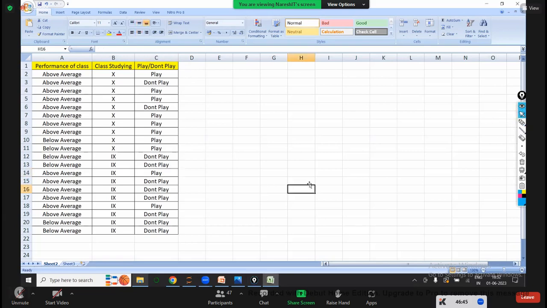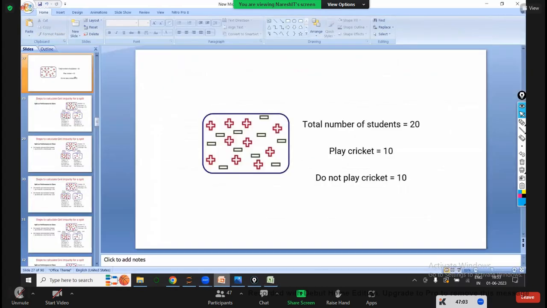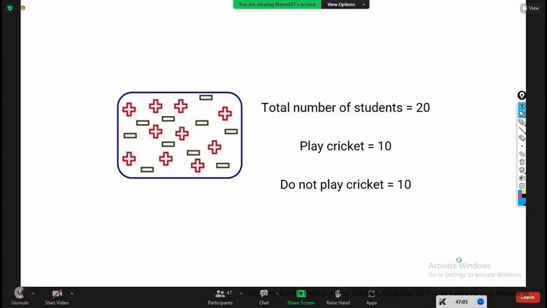Done. Everyone has taken the photo. Now, using the photo, open the image and do the calculation now. So how many students are there in total? Please open your image and count. Total, how many records are there? Total 20 students are there.